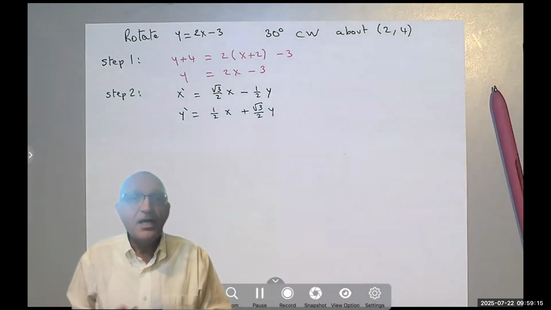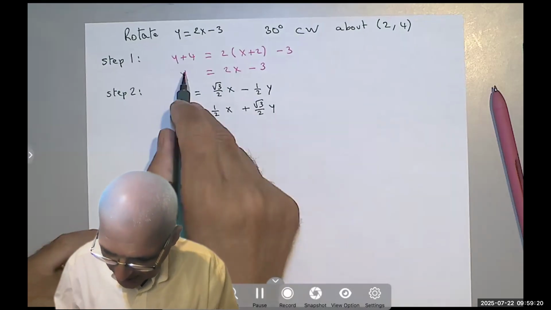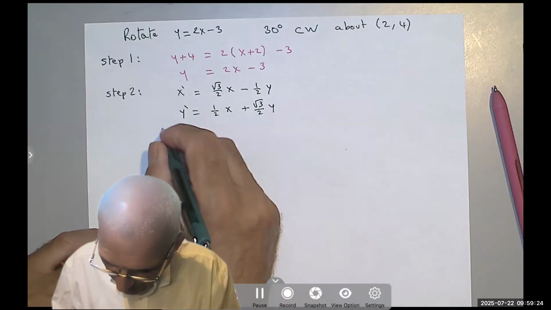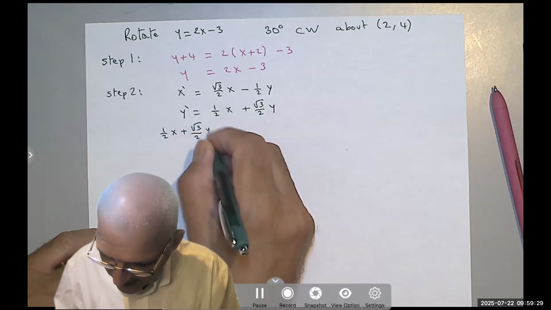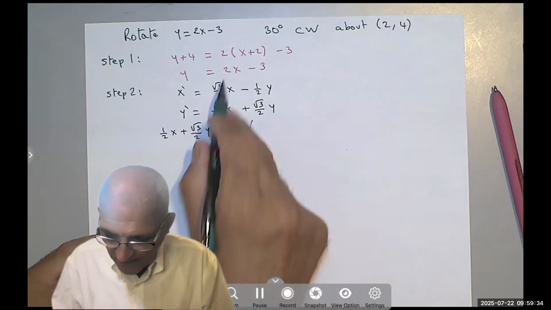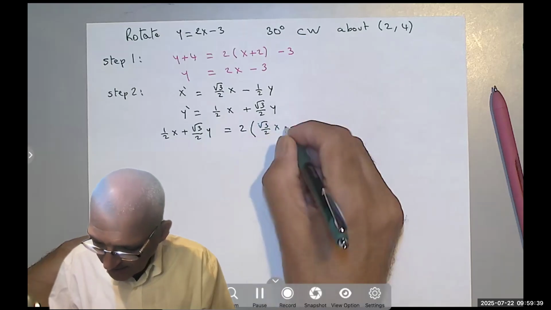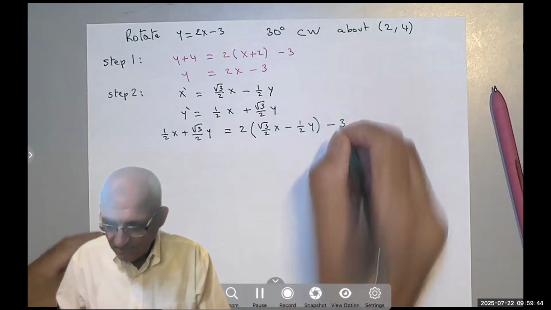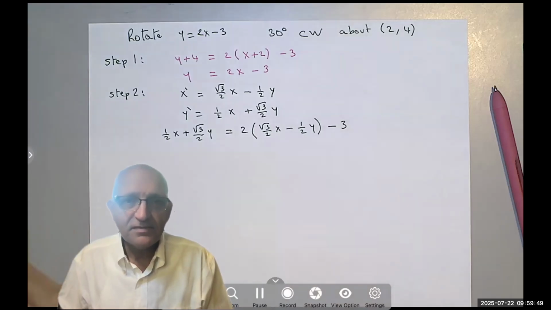That's it. But now I have to apply it to the equation. So in this equation, the y prime, which replaces the y, becomes 1/2 x plus root 3 over 2 y equals 2 times the x, which becomes root 3 over 2 x minus 1/2 y, minus 3. It's not that bad. It looks hard, but it's really not.